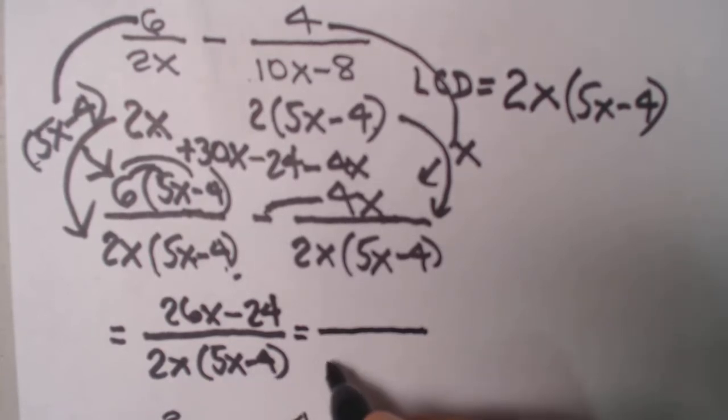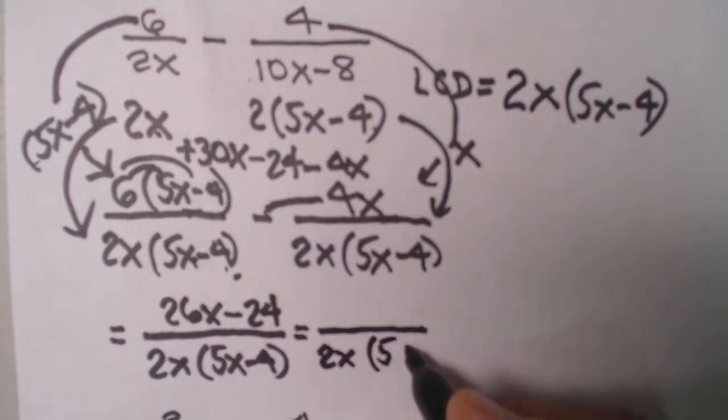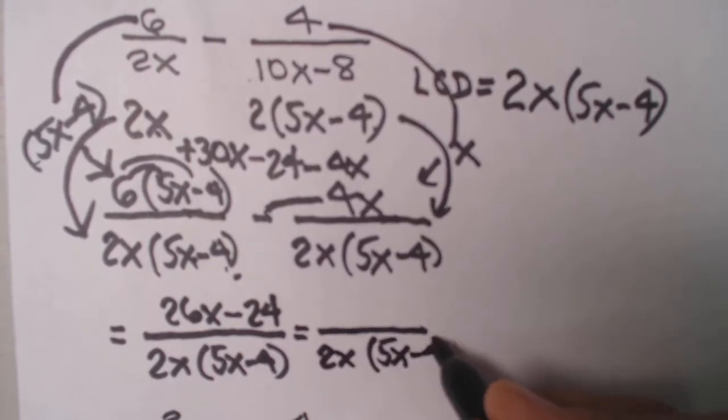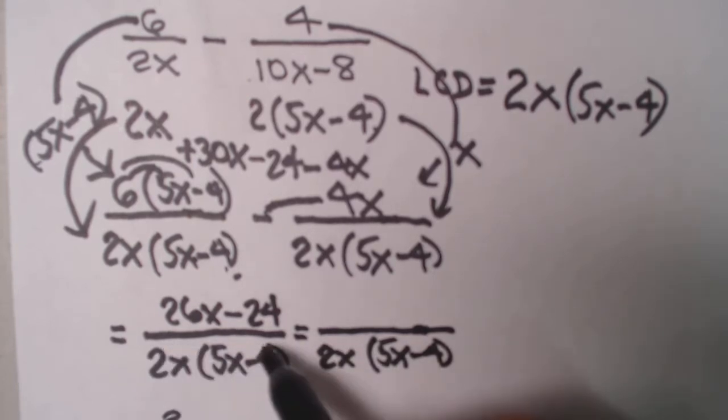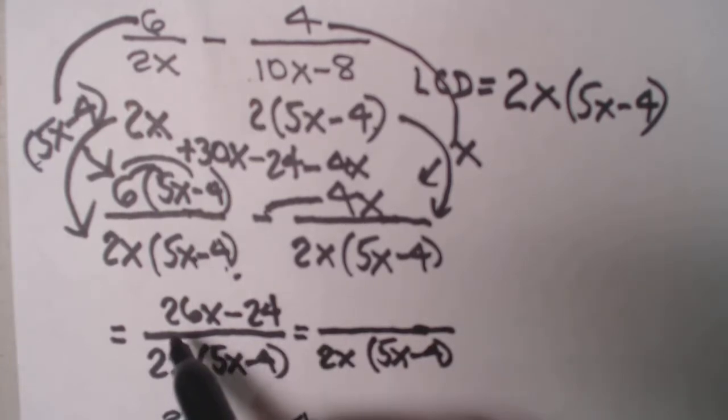Now the nice thing is the bottom here is already factored, so we just leave it that way. 5x minus 4, there it is. Now, notice we can factor something out of the top here. 26 and 24 are both even, so we can get at least a 2. I don't think anything more will come out of 26. 26 is what, 2 times 13?